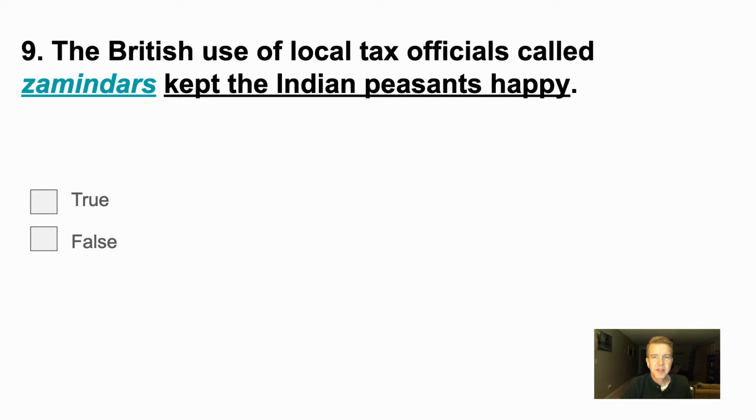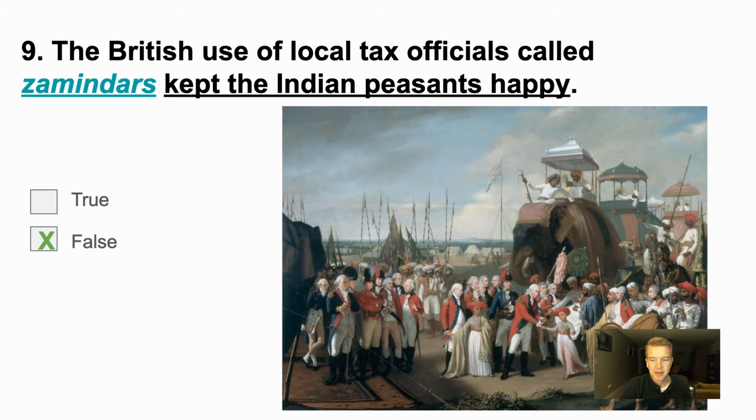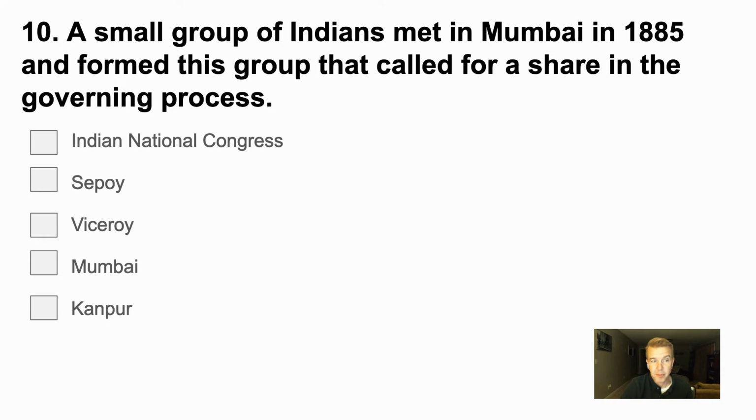The British use of local tax officials called zamindars kept the Indian peasants happy. No. Nobody likes tax collectors. Zamindars were appointed by them and were seen as being basically traitors to the Indian people.